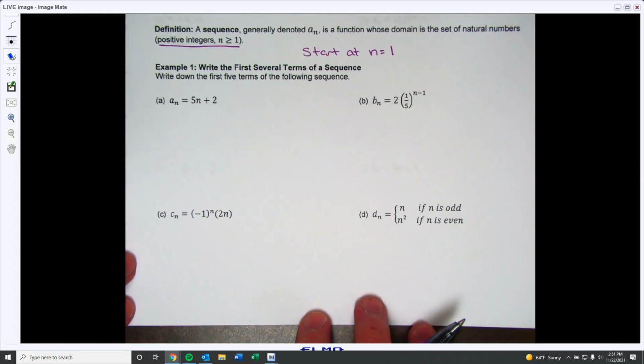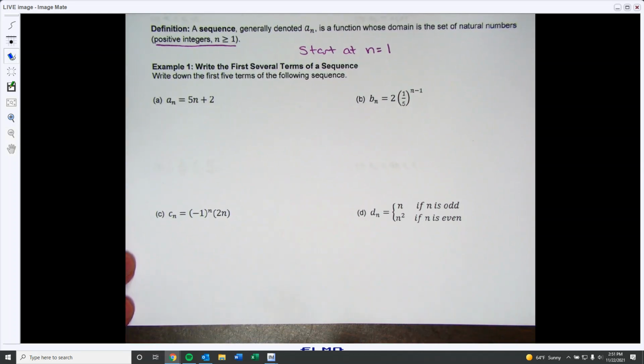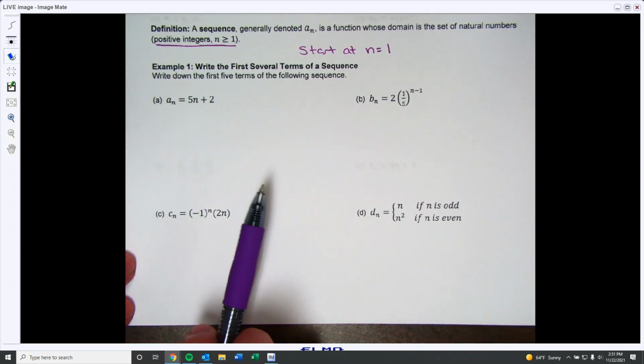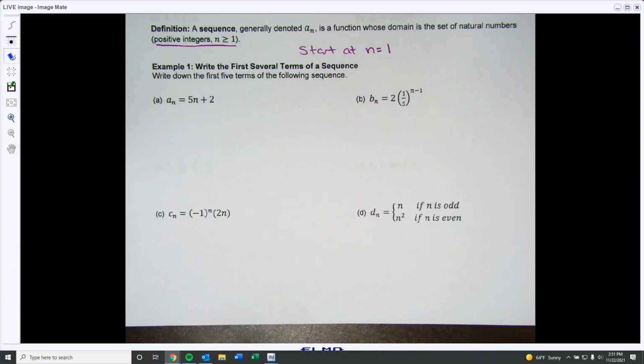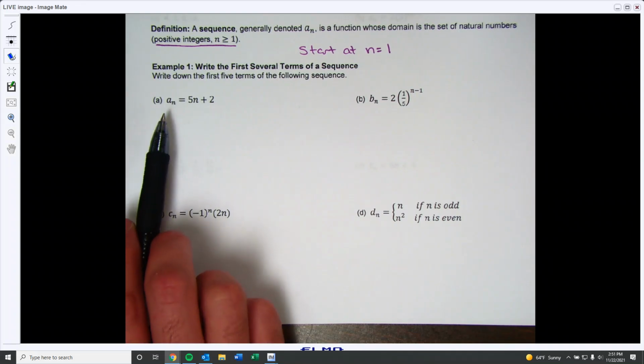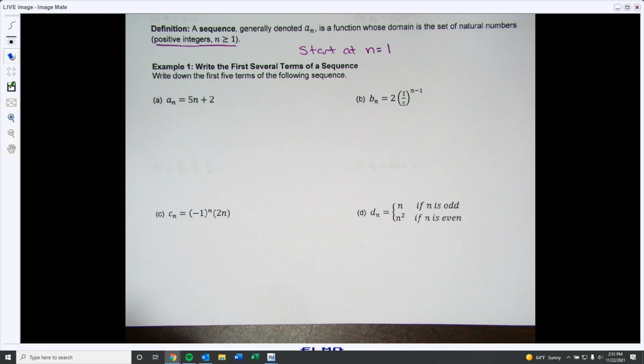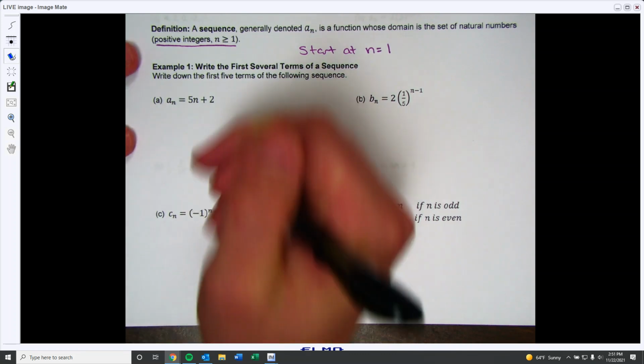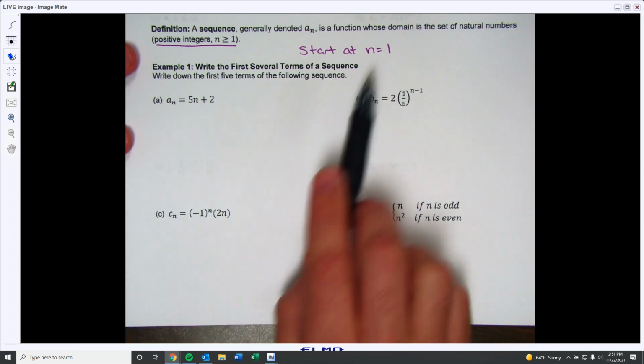All right, so now that we know that we can write our sequences as formulas or functions, let's go ahead and write out the sequence based on the formula. So looking at this first one, I have a_n equals 5n plus 2. So let's write out the first 5 terms. Well, if I want to write out my first 5 terms, I need to start with n equals 1.